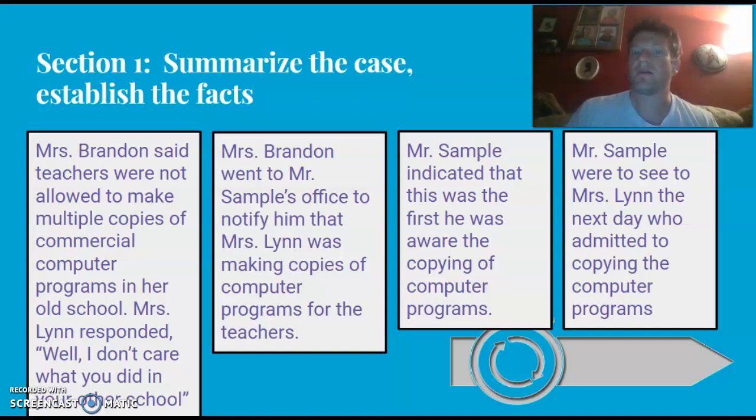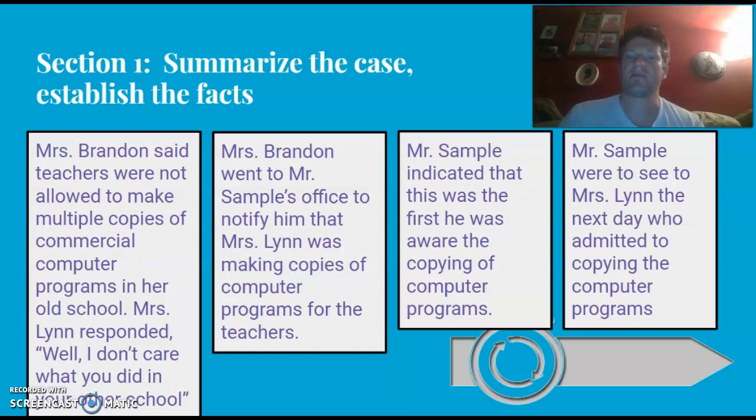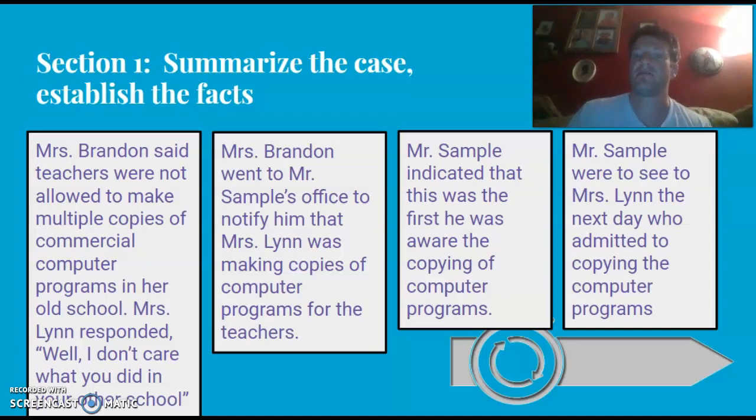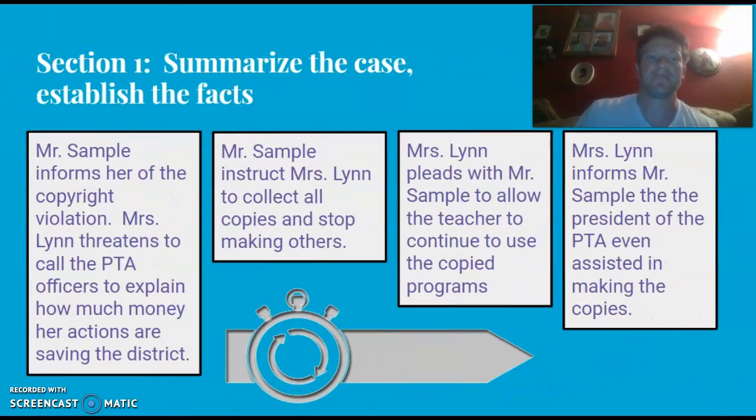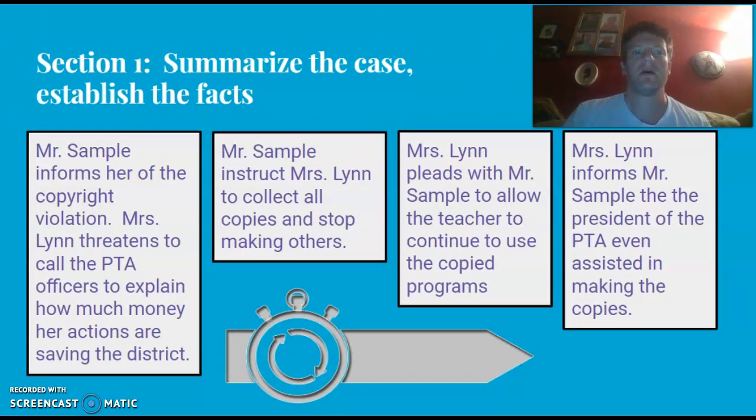Mr. Sample, the principal, indicated that this was the first time he was aware of the copying of the computer programs. Mr. Sample then went to see Miss Lynn the next day, who admitted to copying the computer programs. She was very, very proud that she was able to save the school a little bit of money. Mr. Sample informs her of the copyright violation. Miss Lynn threatens to call the PTA officers and explain how much money her actions are saving the district.